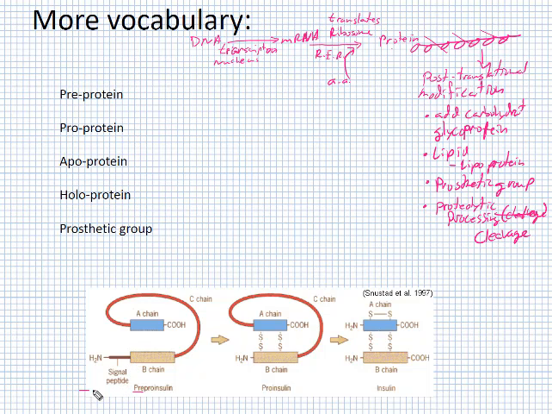The signal peptide tells the cell, hey, it's like a zip code or something. It tells the cell what to do with it. So it signals a peptide. I just say it tells the cell to export this protein outside of the cell. So, okay, clip that off. Now we have proinsulin. So it was pre-proinsulin. A pre-protein, right, has a pre-sequence.